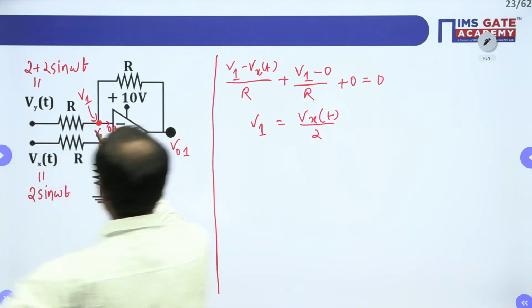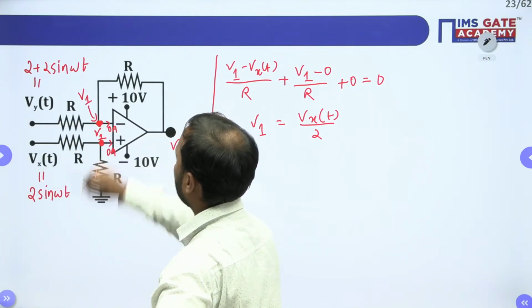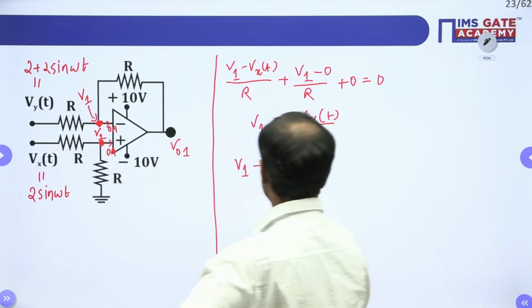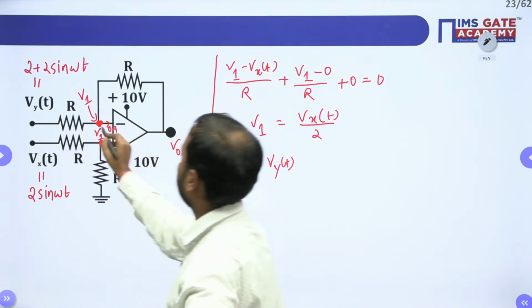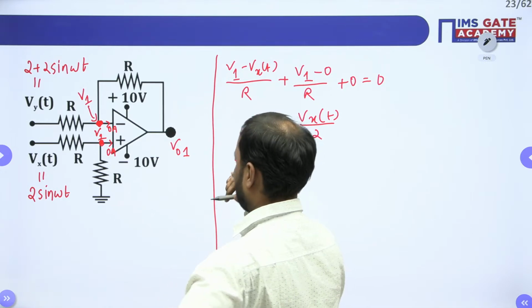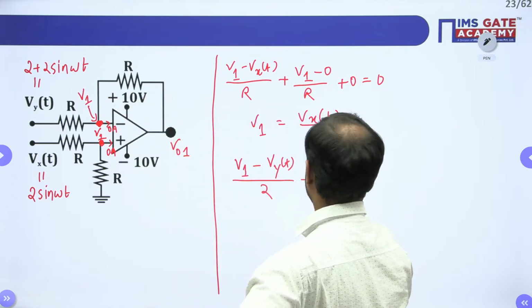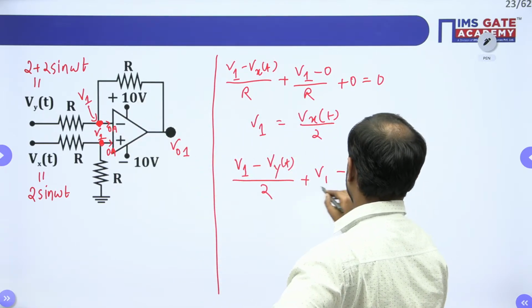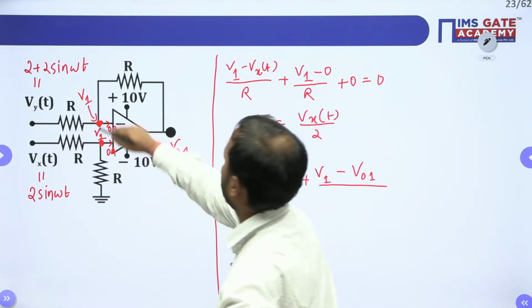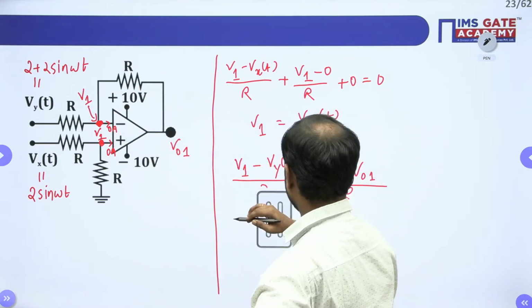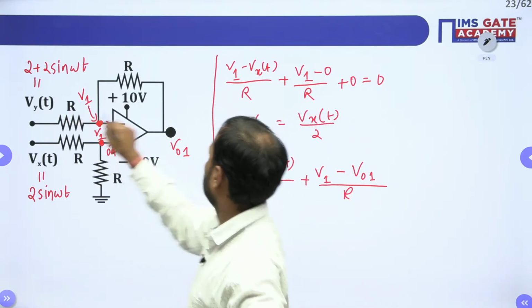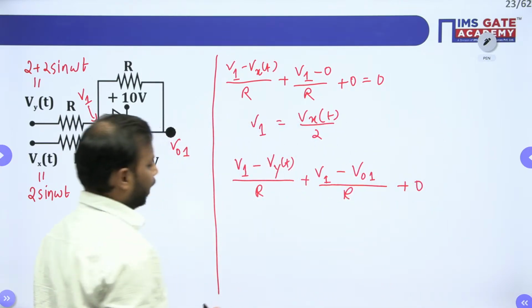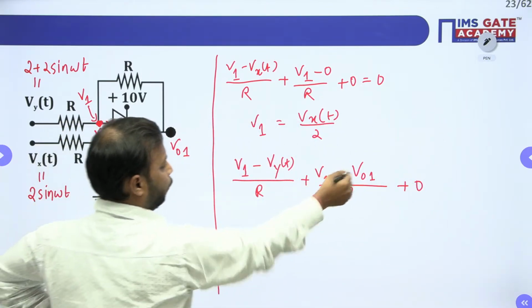Okay. Now apply the KCL at this node. What do we get? We get V1 minus Vy of t whole divided by R plus V1 minus V01 whole divided by R. Sorry, this is not 2, this is R. This is R here, and this 0 ampere plus 0. Let us solve for V01.